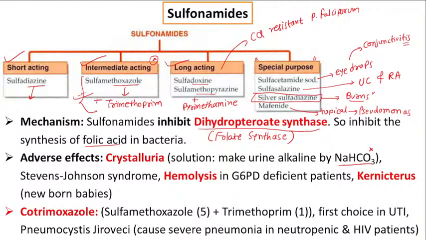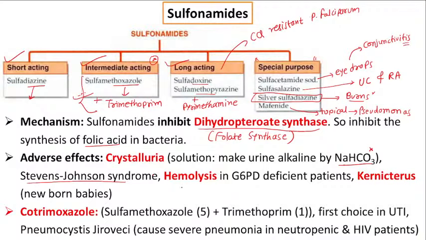Okay. Another is Stevens-Johnson syndrome. That's a very specific thing, where the epidermis of the skin gets damaged or destroyed, which is why it is called epidermal necrolysis. What is the other name of Stevens-Johnson syndrome? It is called epidermal necrolysis.